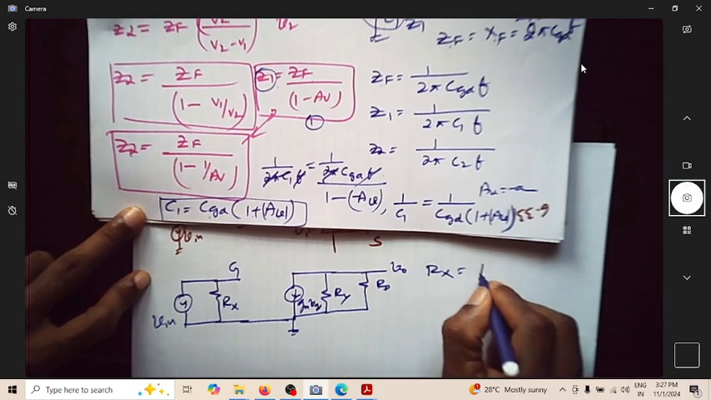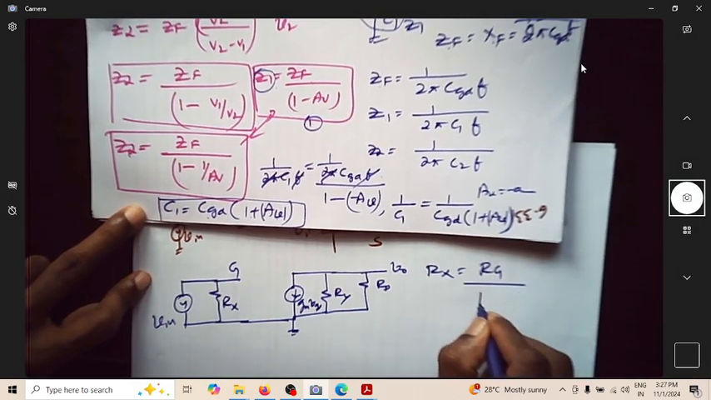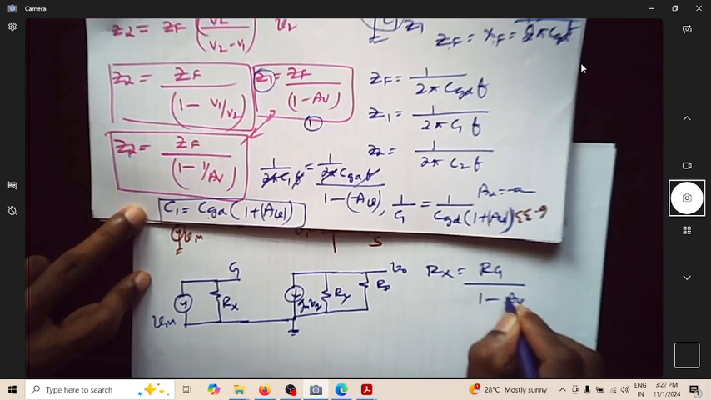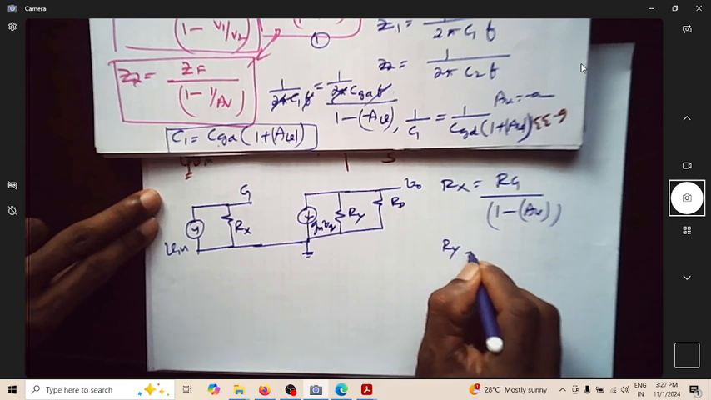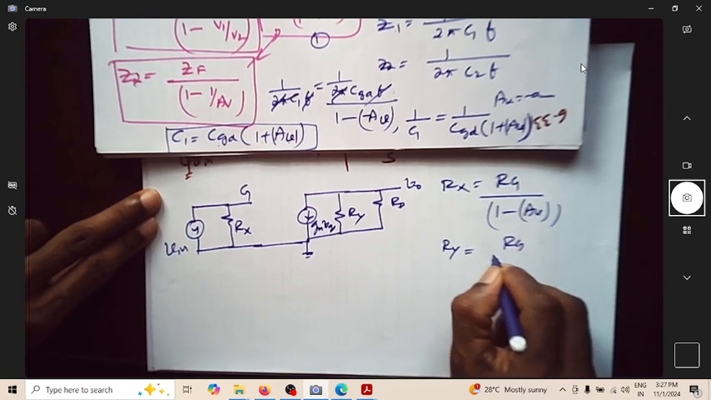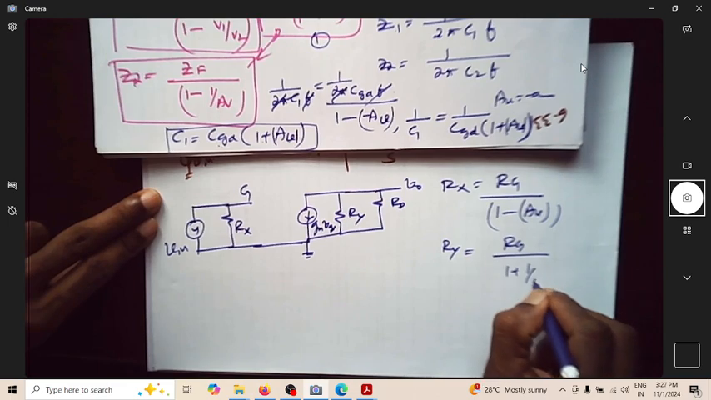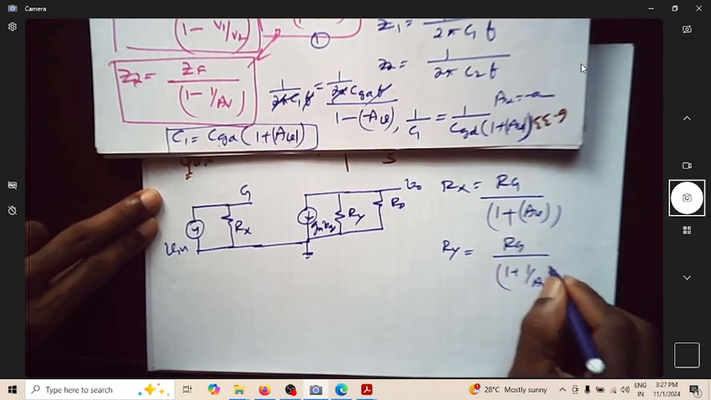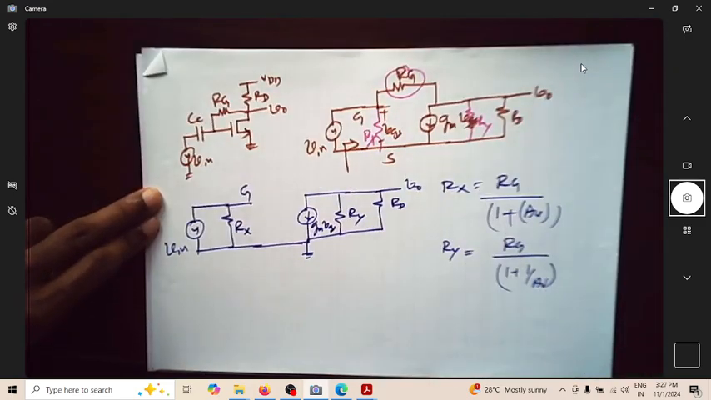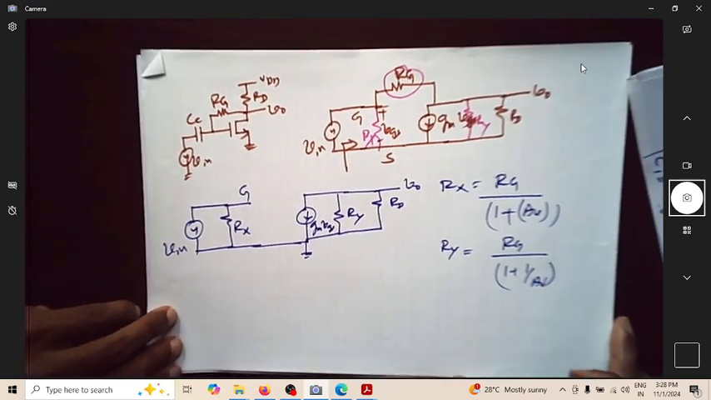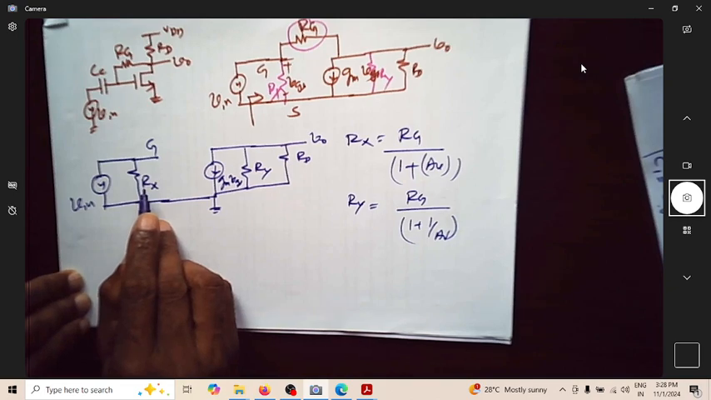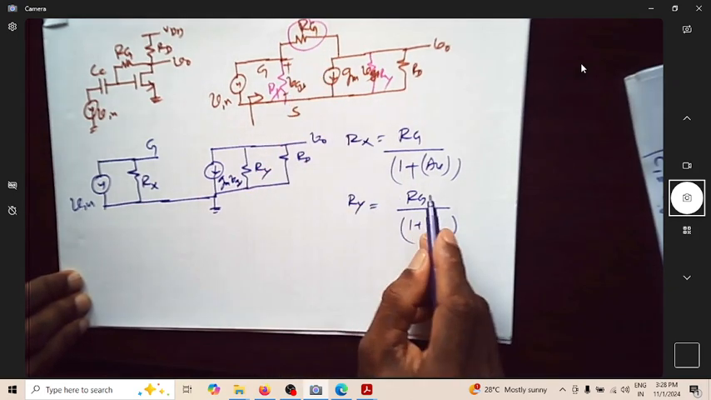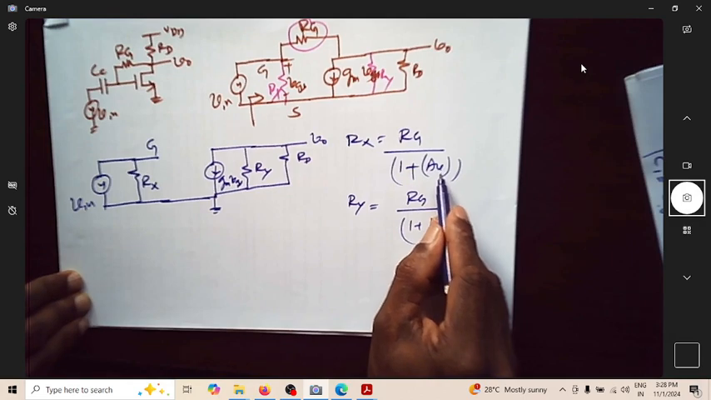Rx, is it not equal to Rg divided by 1 minus AV, where 1 minus AV is actually negative, so this becomes 1 plus AV. Then what is Ry? Ry is equal to Rg divided by 1 plus 1 over AV. So now whatever Rx is, it is equal to Rg divided by 1 plus AV.